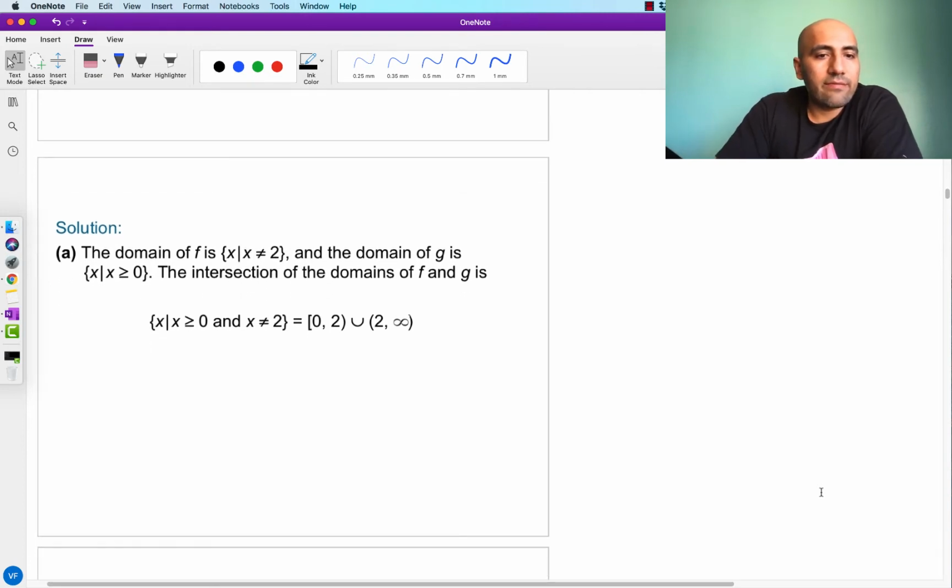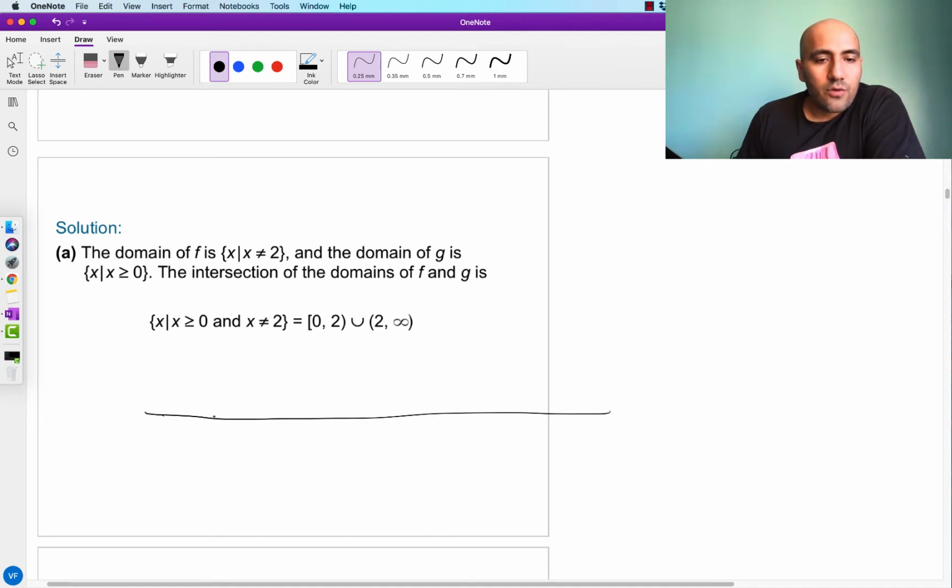The domain of f is x does not equal 2. The domain of g is x is greater than or equal to 0. The intersection of the domains is going to be greater than 0 except the 2. And then we can also use interval notation, which is this. And then just to add one more layer of fun here, we can also draw it using a number line. So here we have -1, here is 0, here is 1, here is 2, here is 3, here is 4, and so on. Positive infinity that way, negative infinity that way.